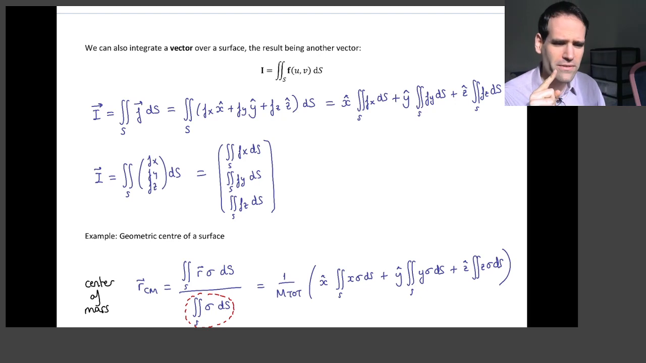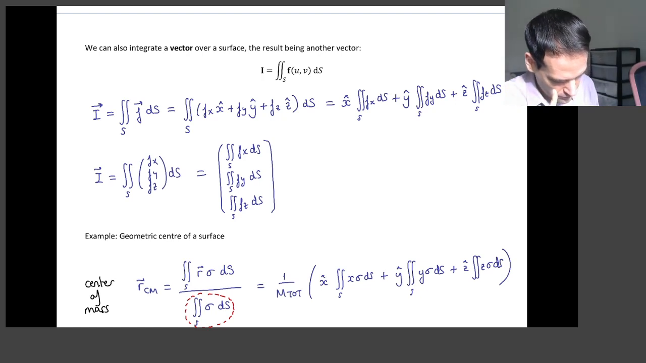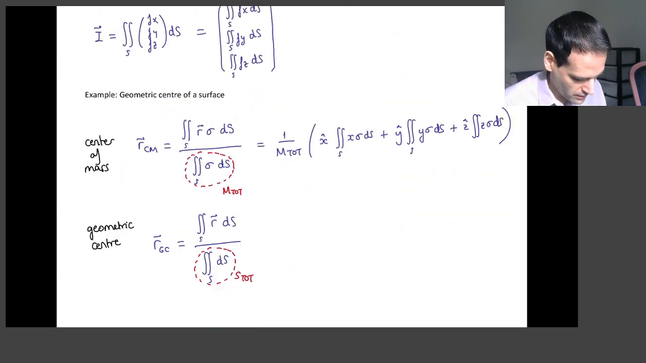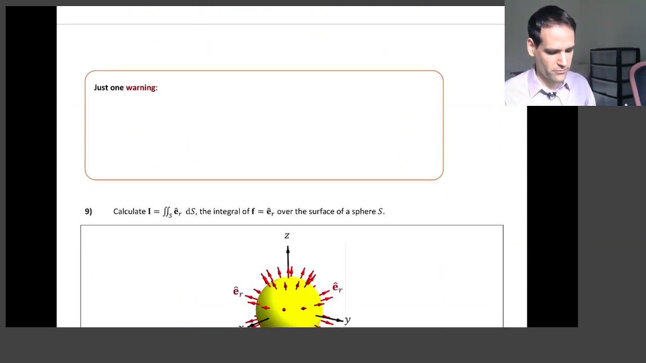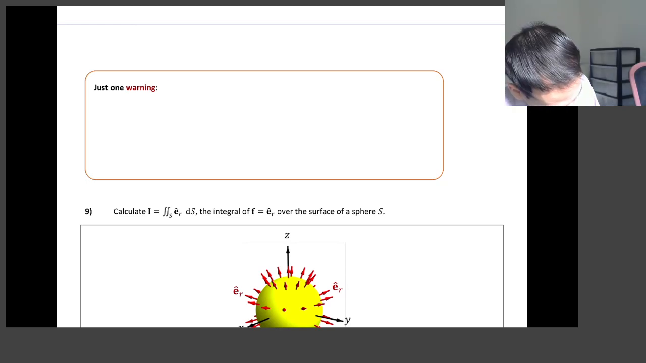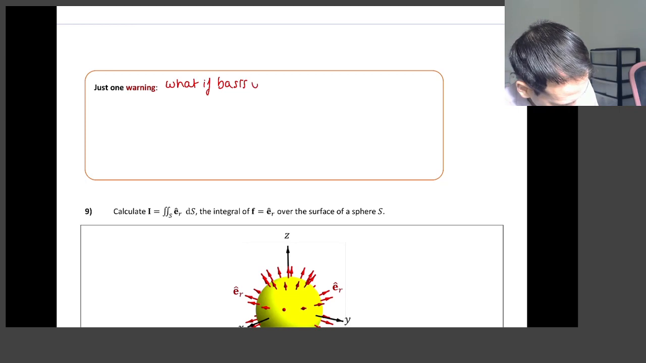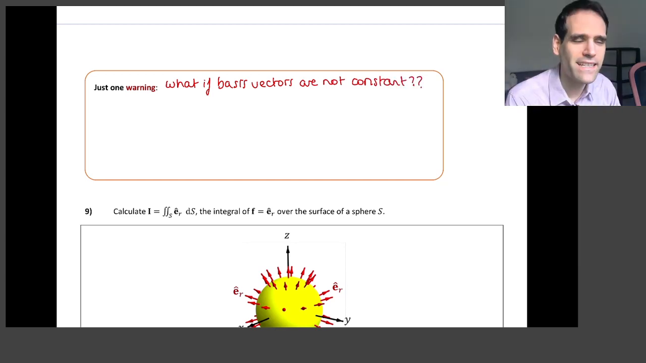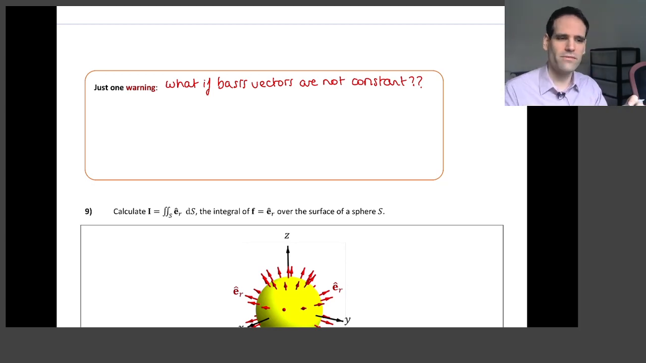Anyway, in this video I want to give you a warning. When you do this, being able to split the integral of a vector into 3 integrals, there is a danger, okay? And the danger is, what if the basis vectors are not constant? So x hat, y hat, and z hat, that's always safe. You can always take them out of the integral.